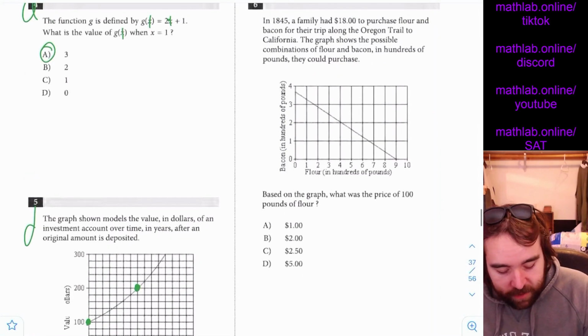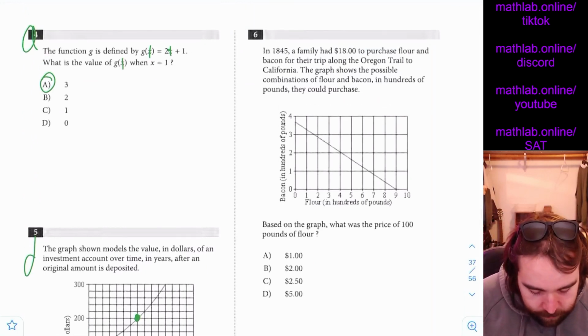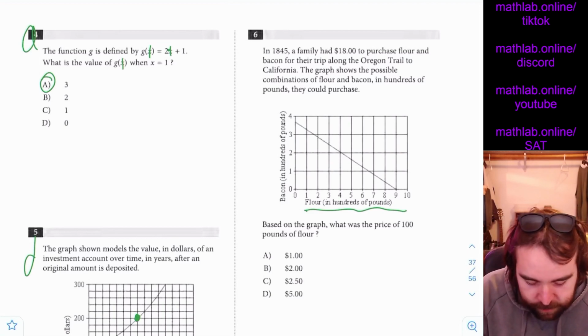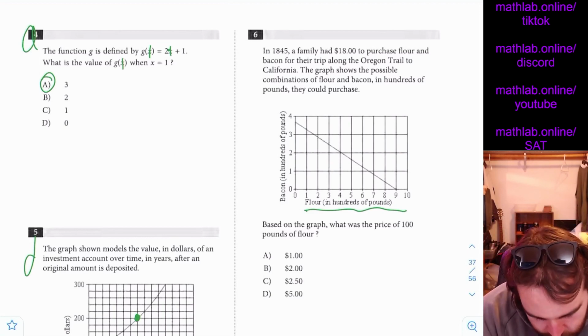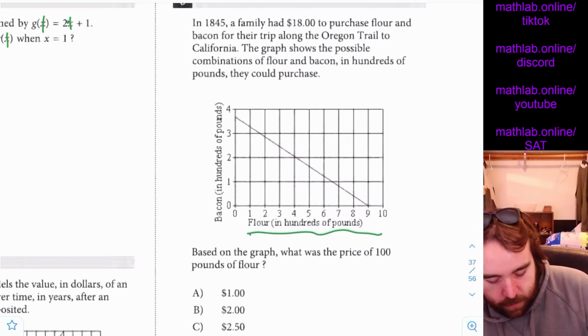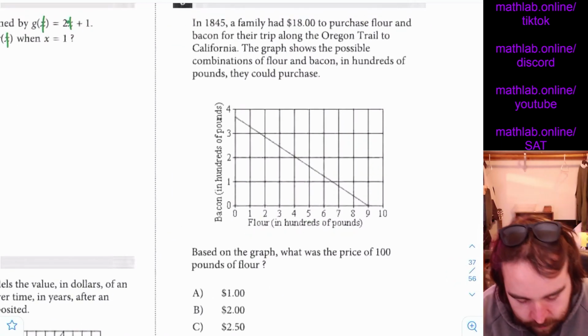Okay. Based on the graph, what was the price of 100 pounds of flour? So, look, we're not trying to go up to 100. You don't have to write an equation or anything. You just got to say, oh, no, this is one of those. This is one of those. So, this is where you go, what is this?